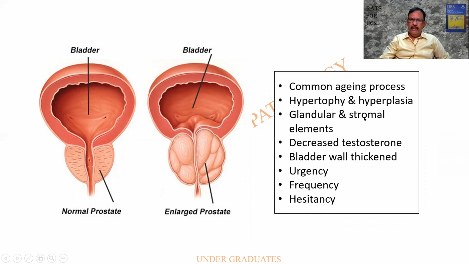Glandular and stromal elements are present. There is a decrease in the testosterone. The bladder wall becomes thickened. It also undergoes some amount of hypertrophy because of resistance. The patient develops the classical symptoms of urgency, frequency, hesitancy, and a dribbling of urine. This your surgery professor will be telling you.